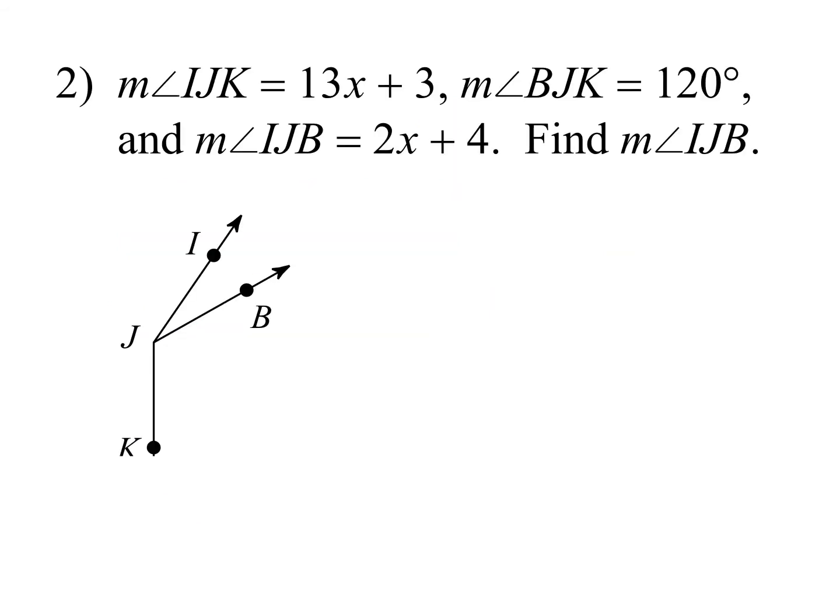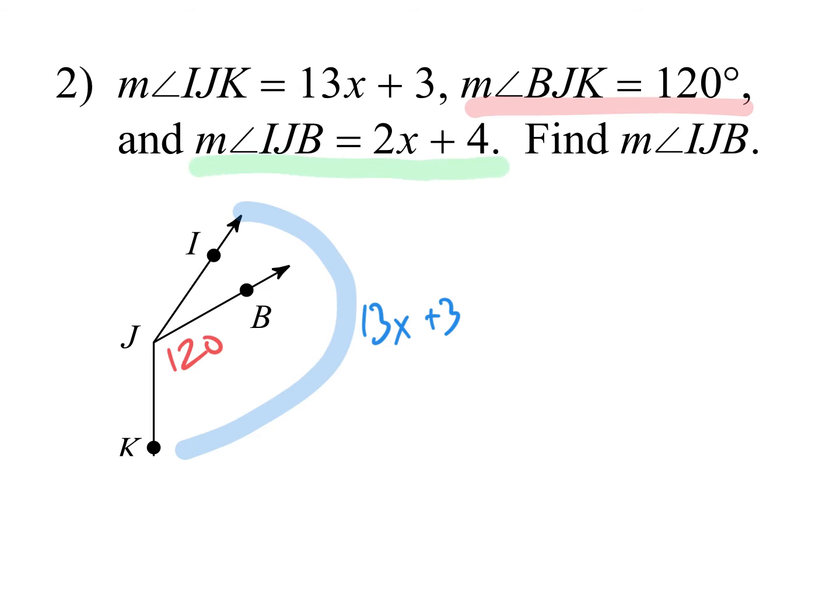Let's take a look at question number 2. Here we've got angle IJK, which is this whole angle, and I'm going to represent this angle as 13x plus 3. What else do we know? We know that angle BJK is equal to 120 degrees. So let's mark up the diagram and indicate that right here. Beautiful. And then what else do we know? We know that angle IJB is equal to 2x plus 4. So let's indicate that right here.